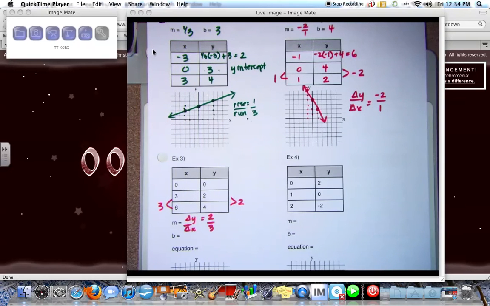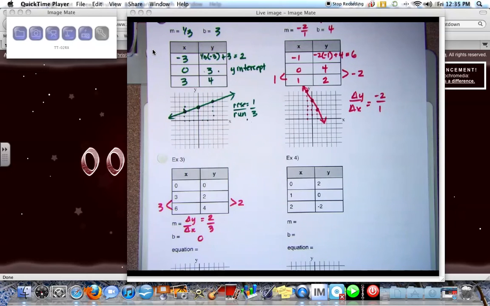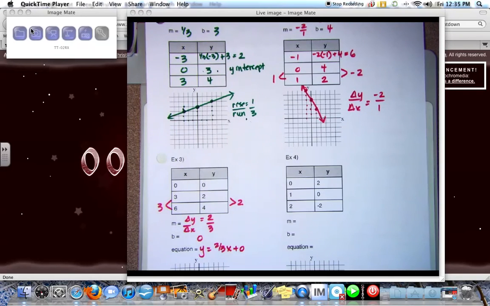My y-intercept. You can find the y-intercept because it's when x equals what? 0. So when x equals 0, what does y equal? 0. So what would be my y-intercept? 0. So we think the equation should be what? Y equals 2/3 x plus 0.